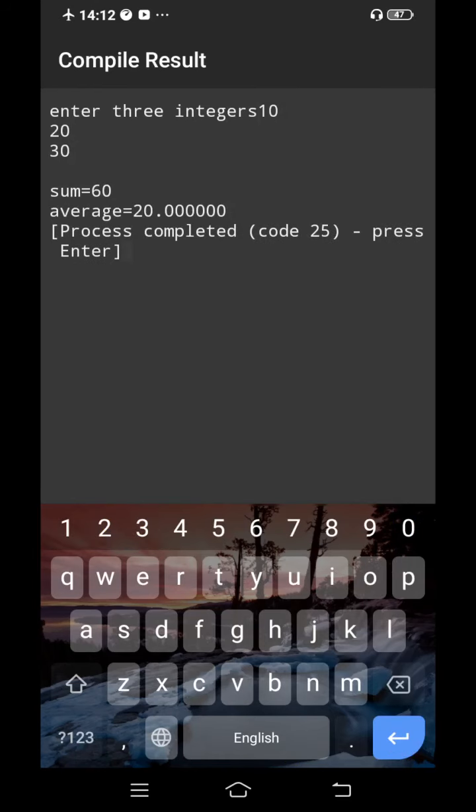The sum is 60. 10 plus 20 plus 30, x plus y plus z, 10 plus 20 plus 30. The sum of three numbers is 60. And then the average of three numbers is 60 by 3, which is 20. This is the complete program to calculate sum and average of three numbers.